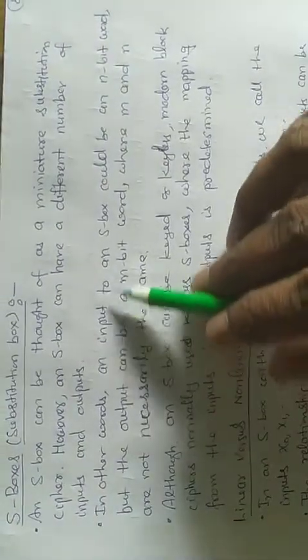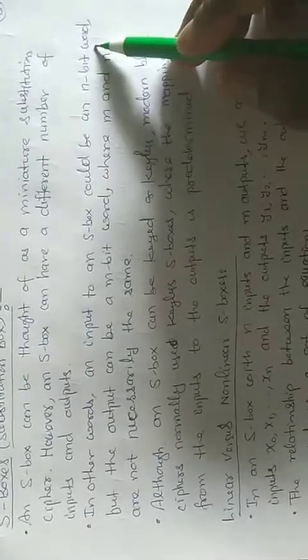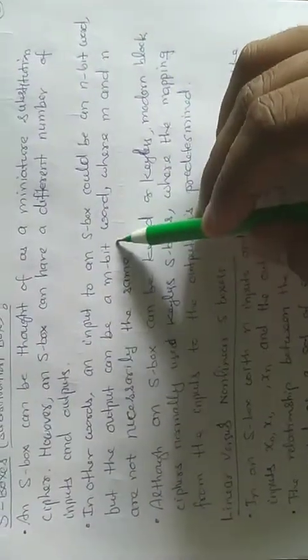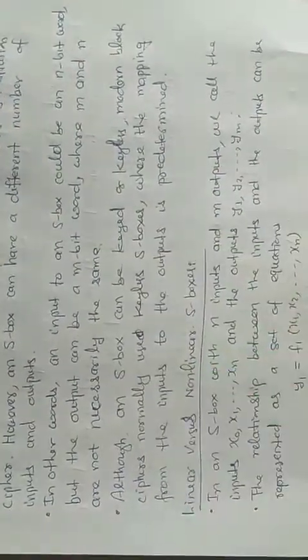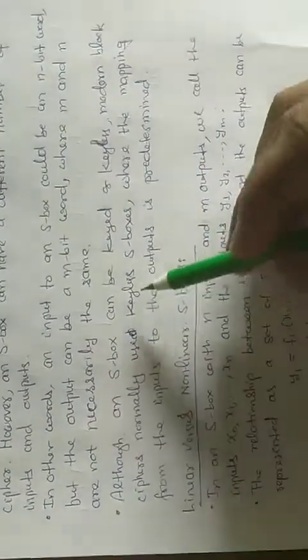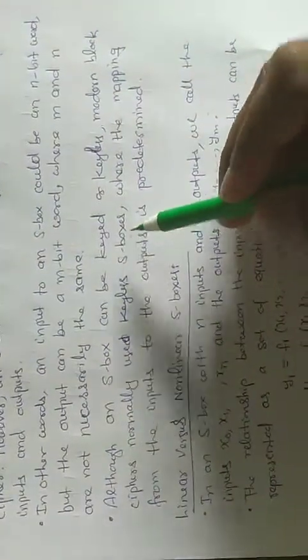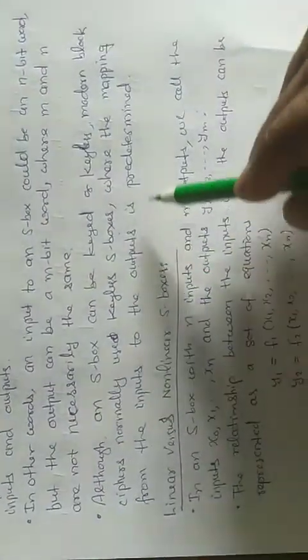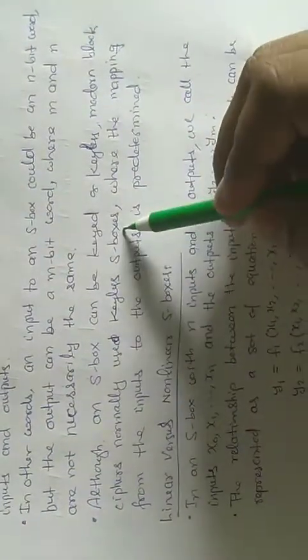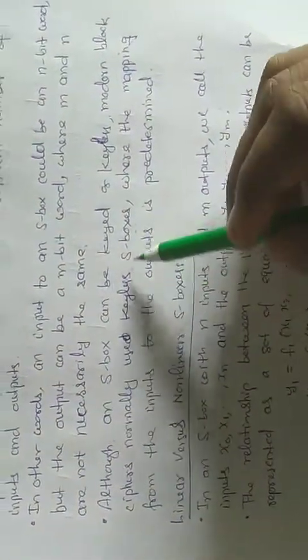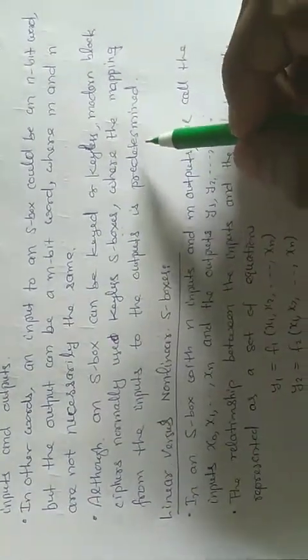In other words, an input to an N by M S-box could be an N-bit word, but the output should be an M-bit word. Although an S-box can be keyed or keyless, in modern ciphers we use only keyless S-boxes, where the mapping from inputs to the output is predetermined. Why do we use keyless S-boxes? The reason for selecting keyless S-boxes is that they are predetermined. That's why we use keyless S-boxes.